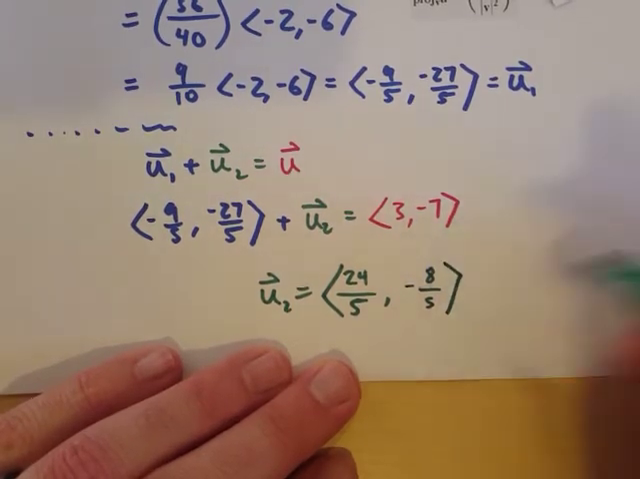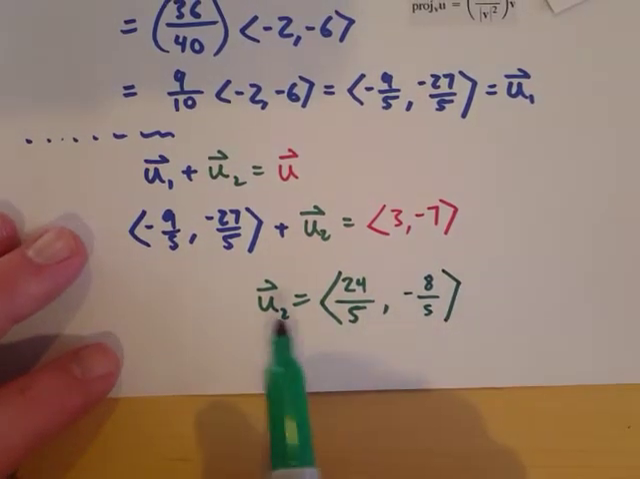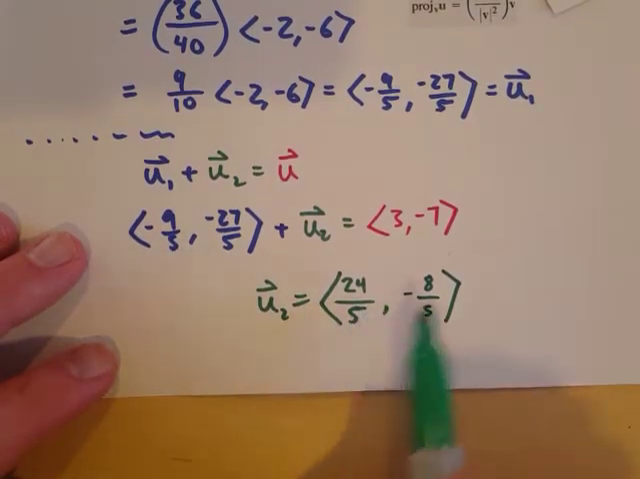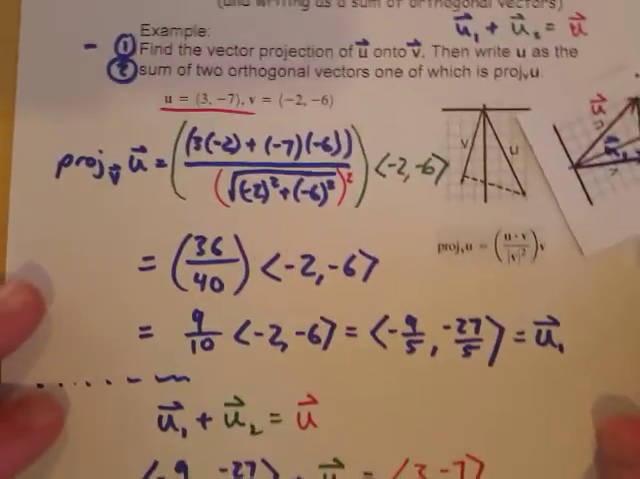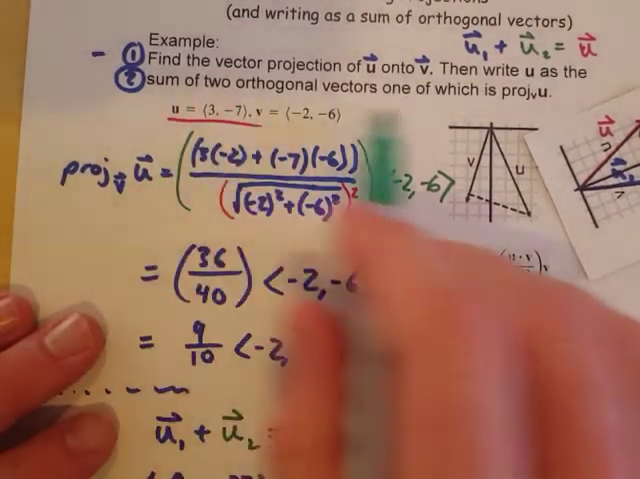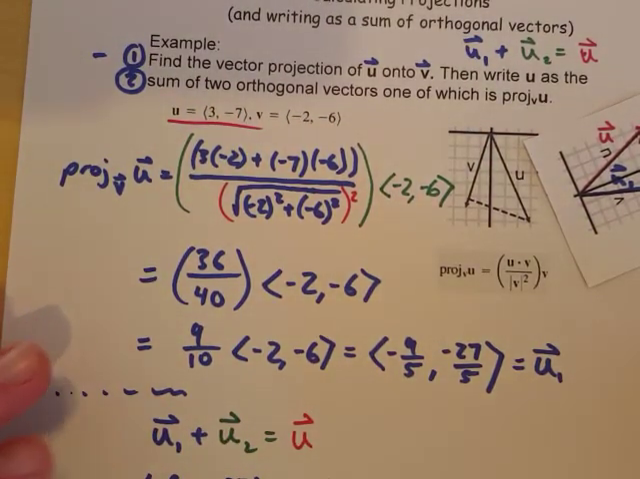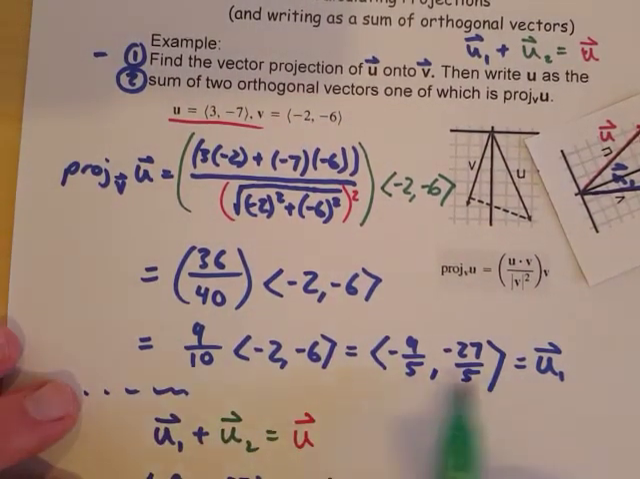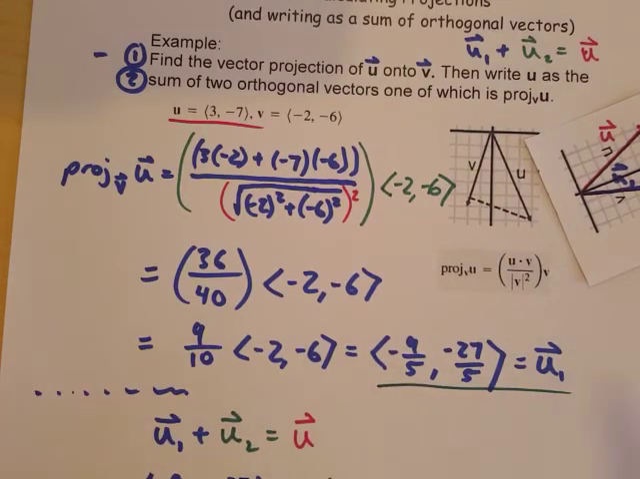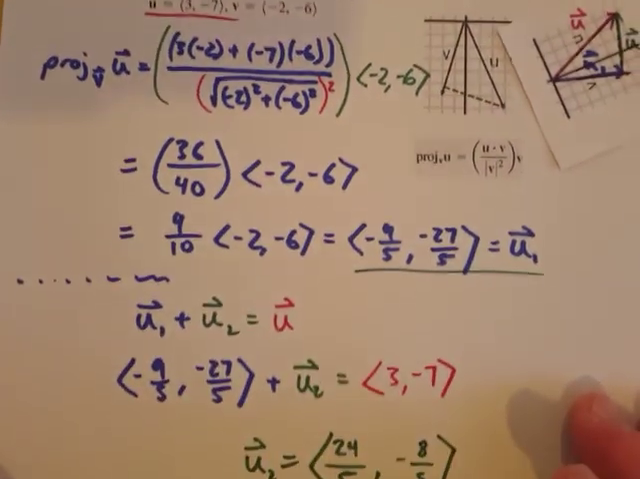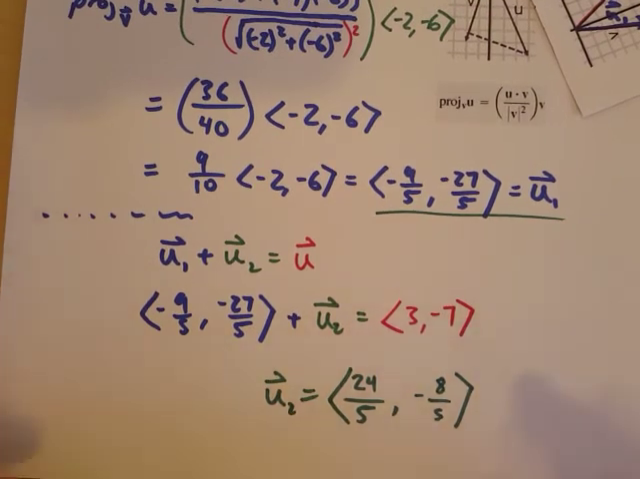And so now we have that vector. So the blue plus the green is equal to the red. That was the second part of this problem. That is the sum of two orthogonal vectors. And we found the projection at the beginning. That was this one. And so now we've accomplished both of those tasks, and you'll see that in one or two problems in your homework.